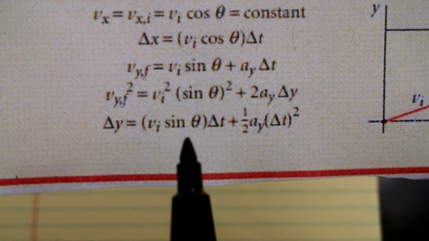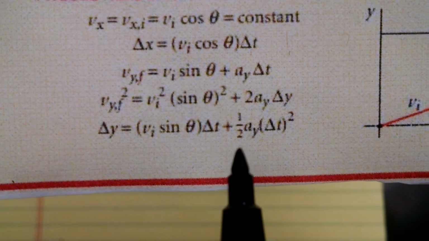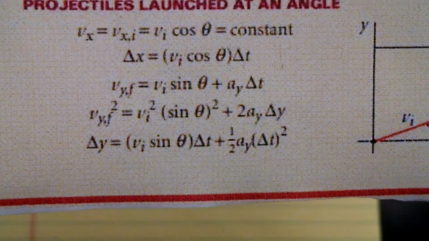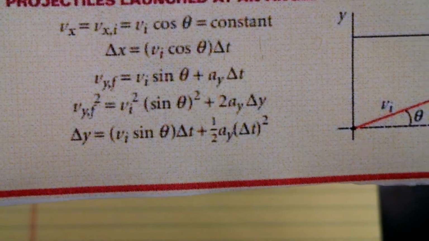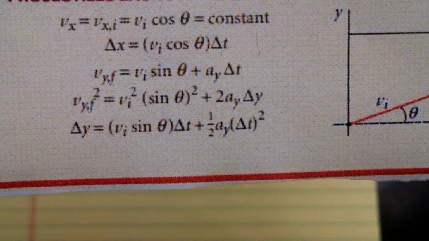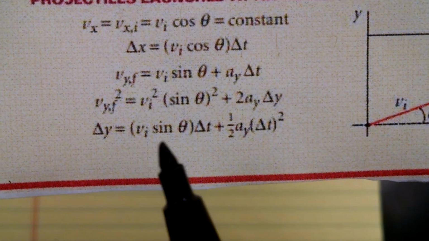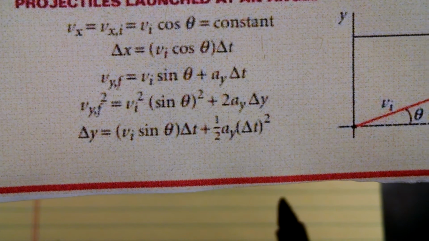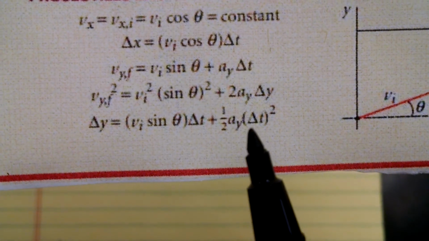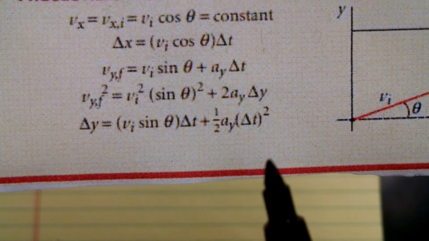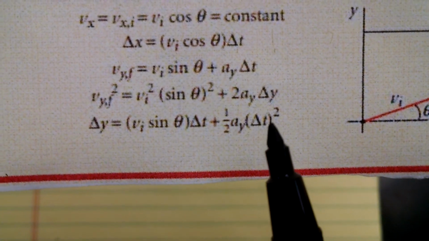Delta y is equal to vi sine of theta delta t plus 1/2 ay delta t squared. Okay, so here's the thing. Let's say we have a situation in which you have the height, delta y, you have the initial velocity, you have the angle, you know what planet you're doing this on, so you have the a of y, which of course is acceleration due to gravity, but you don't have the time.